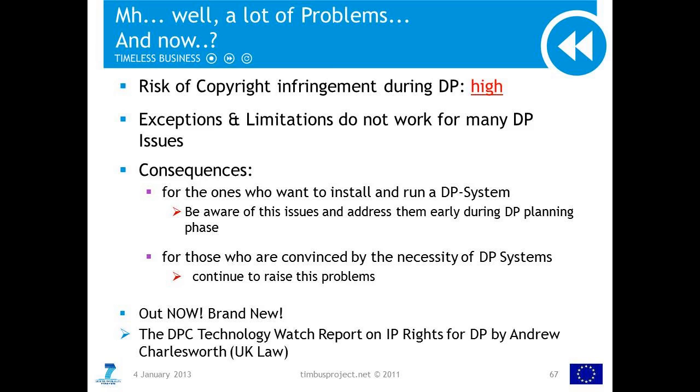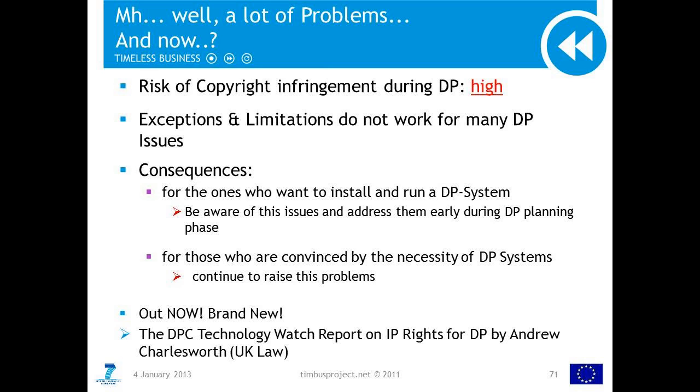And for all the others, like the DPC, who are convinced that DP is necessary, we have to keep raising these problems, because there are limitations. For example, the backup limitation. There is a limitation that says you're allowed to do the backup. So why shouldn't there be a limitation that allows you to do DP in any way? It wouldn't hurt anybody. Or if it hurts anybody, we can fix that by payments or whatever. So we have to think about a way out of this problem, because, as I said, every digital action is an infringement of copyrights.